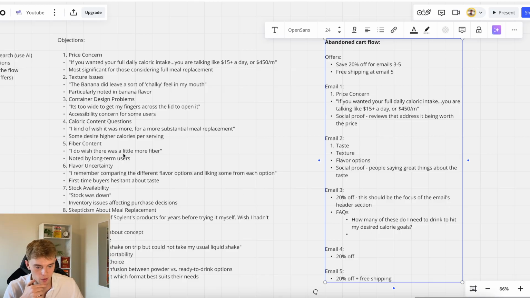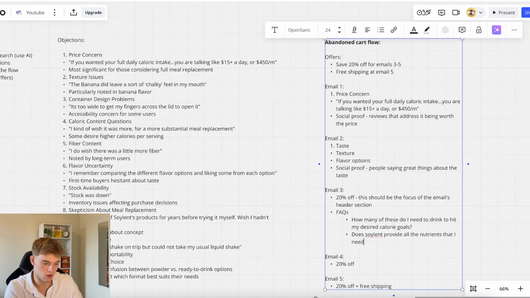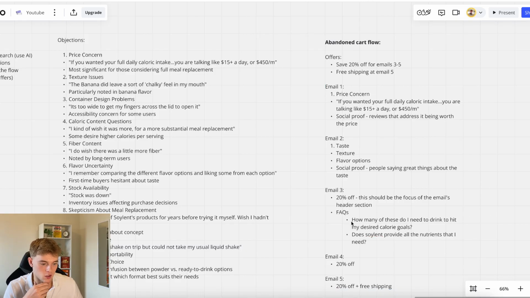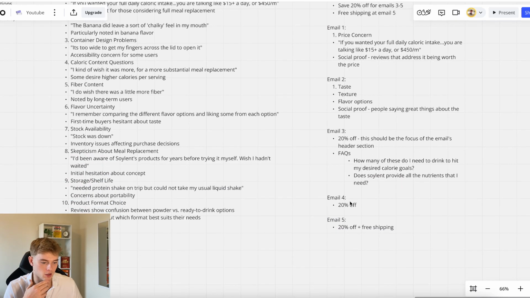Another one here might be the fiber content. So that might just be a nutrients thing. So it's like, does Soylent provide all the nutrients that I need? That might be another thing people ask. So those are a few FAQs that people might be asking.